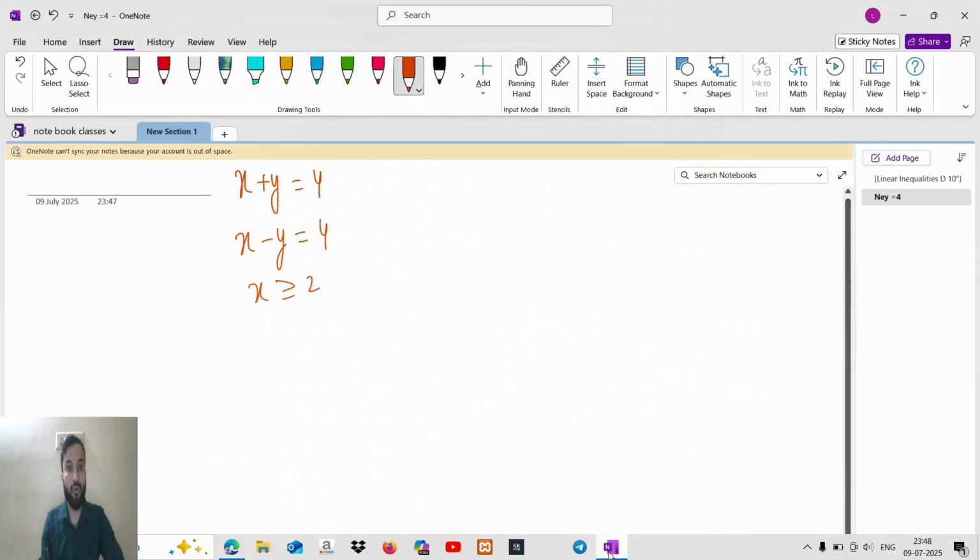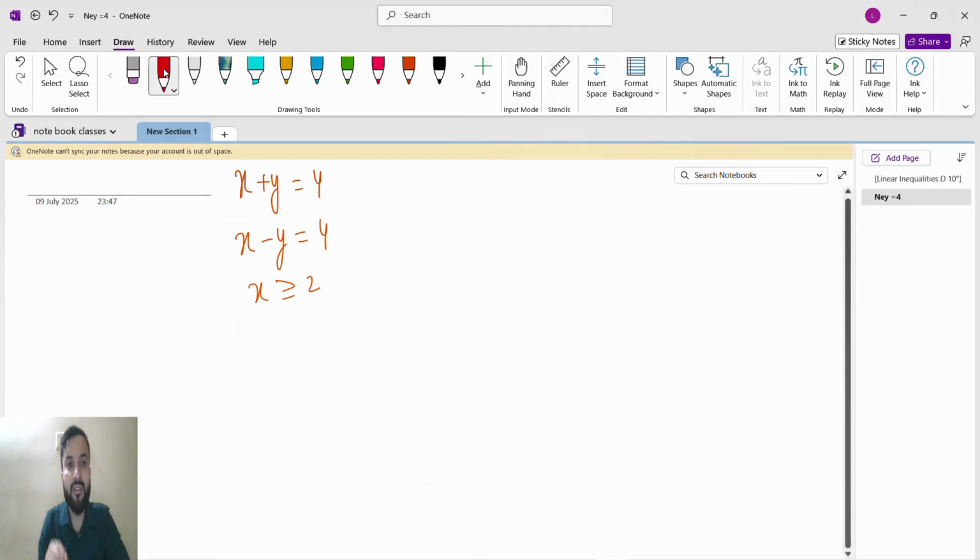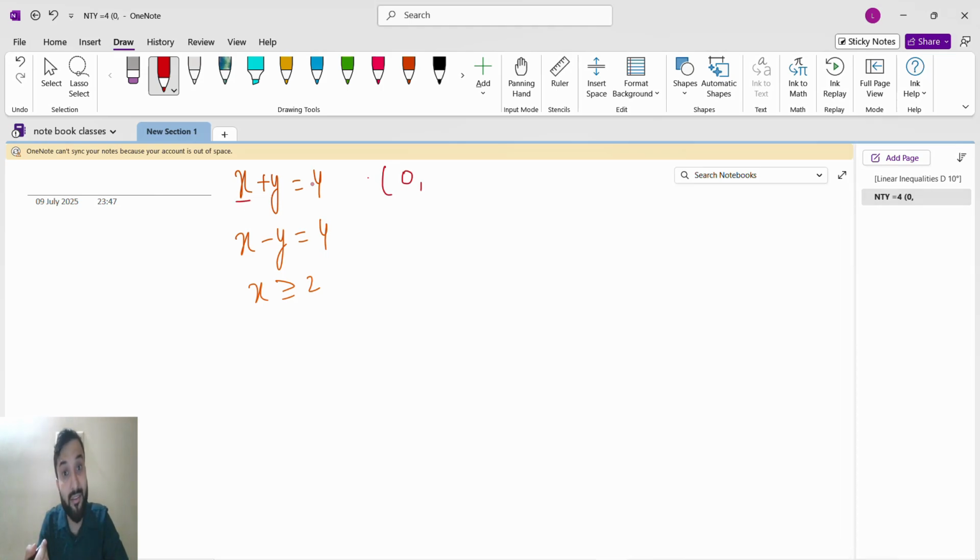Now see here, guys, the first thing we will take is x equals 0. If I take x as 0, you will get y. Then we take y as 0, we will get x. Remember that thing. X is 0 because every coordinate we write as x comma y. If you substitute x equals 0 in the first equation, y is 4.